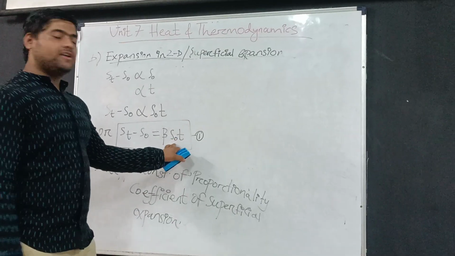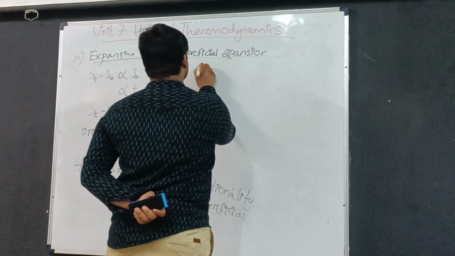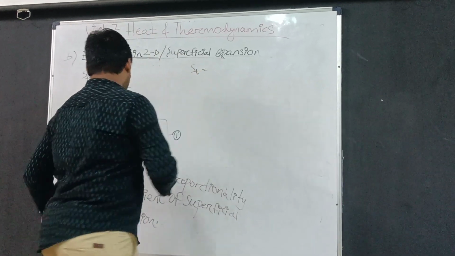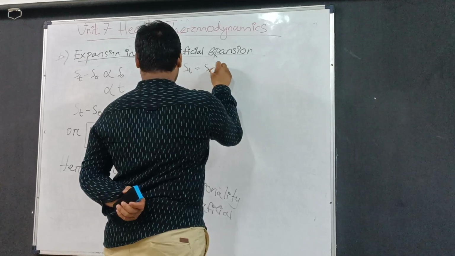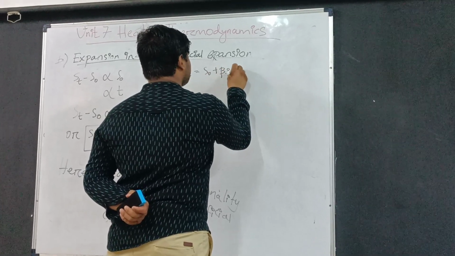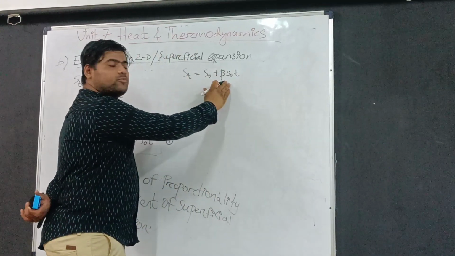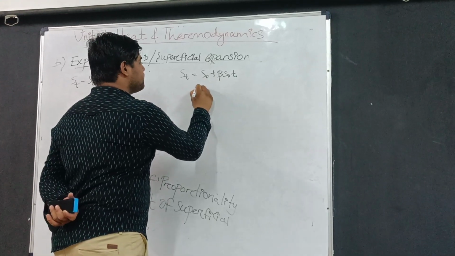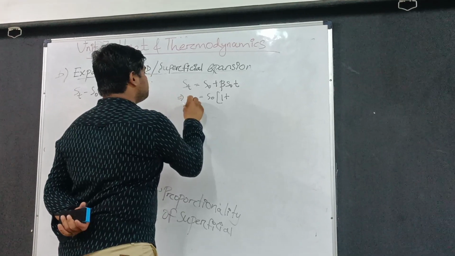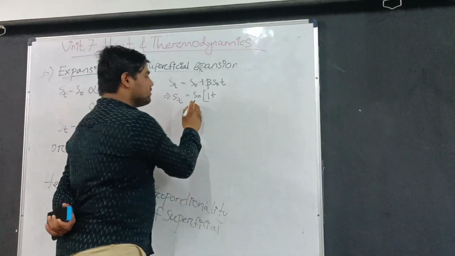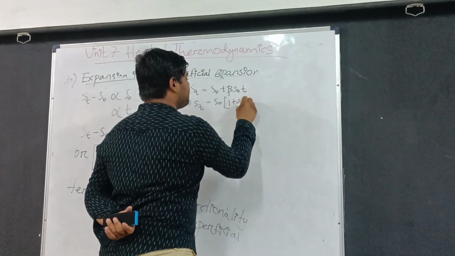From this equation 1, we can also find the value of St. Here St will be S0 plus beta times S0 T, as S0 goes to the right-hand side. From both these terms, we can take S0 common. Now the equation reduces to St equals S0 times 1 plus beta times T.